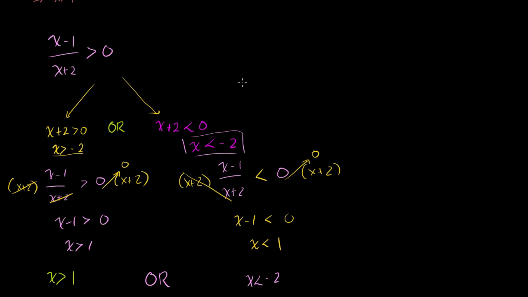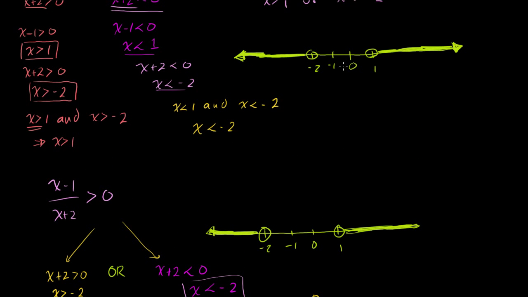So once again, we can graph it on the number line. X is greater than 1 right there. You have 0, minus 1, minus 2. And then you have x is less than minus 2. You're not including the minus 2. And just like that, that is the exact same result we got up here.